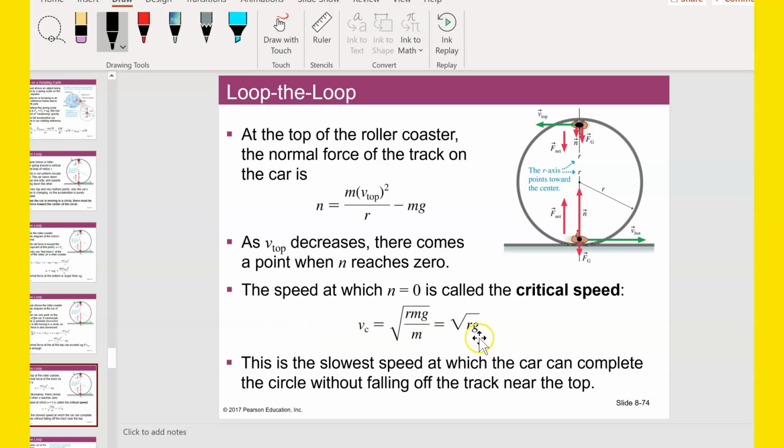That's the slowest speed at which the car could continue to complete that loop, because it's the speed where it will begin to lose contact with the track. Any slower than that, and it's going to fall. Any faster than that, it's going to continue to make the loop. But that's the critical speed where it has to be. Any slower than that, it's not going to make it. That's the slowest speed at which the car can complete the circle without falling off the track near the top.